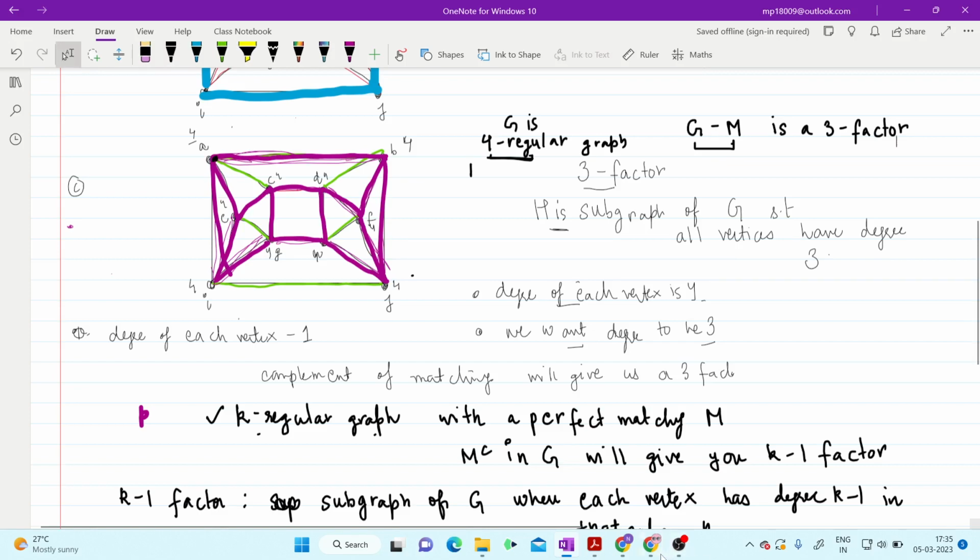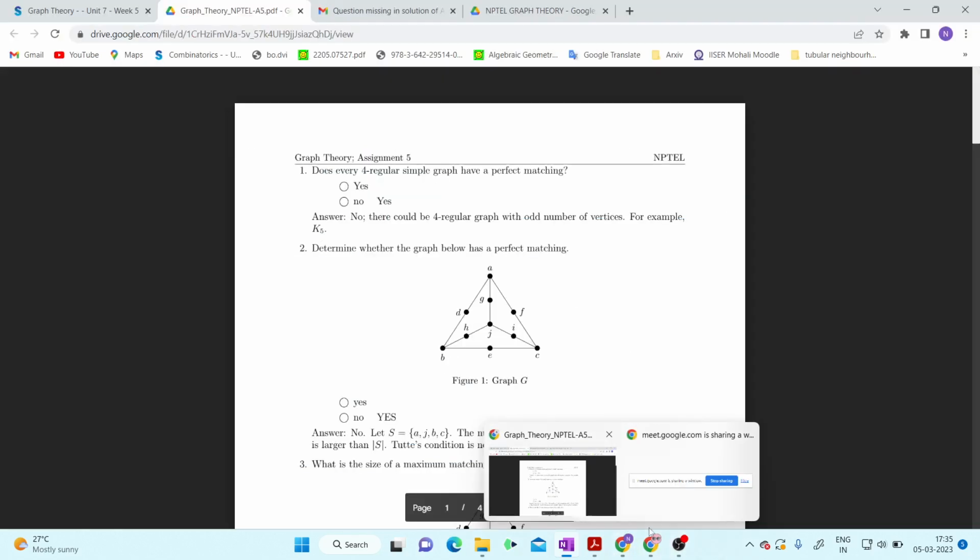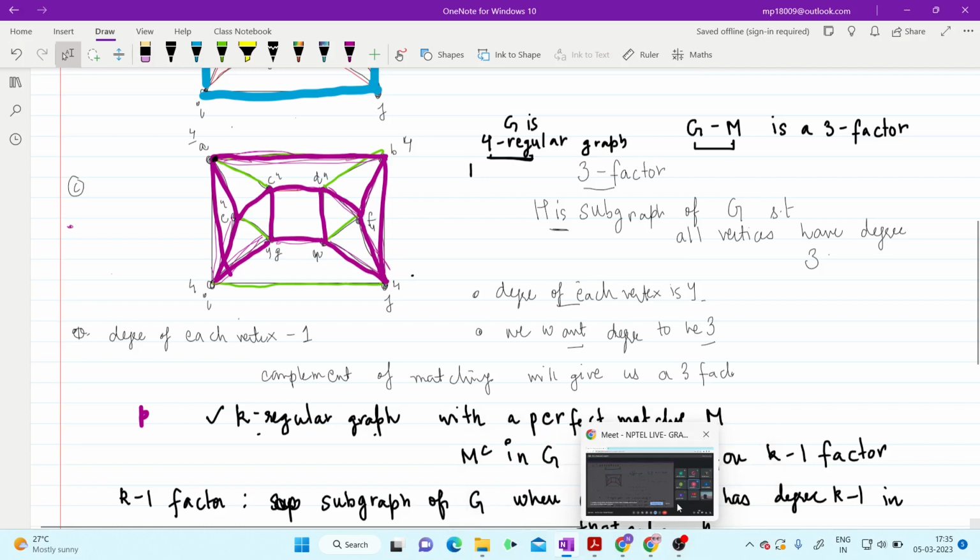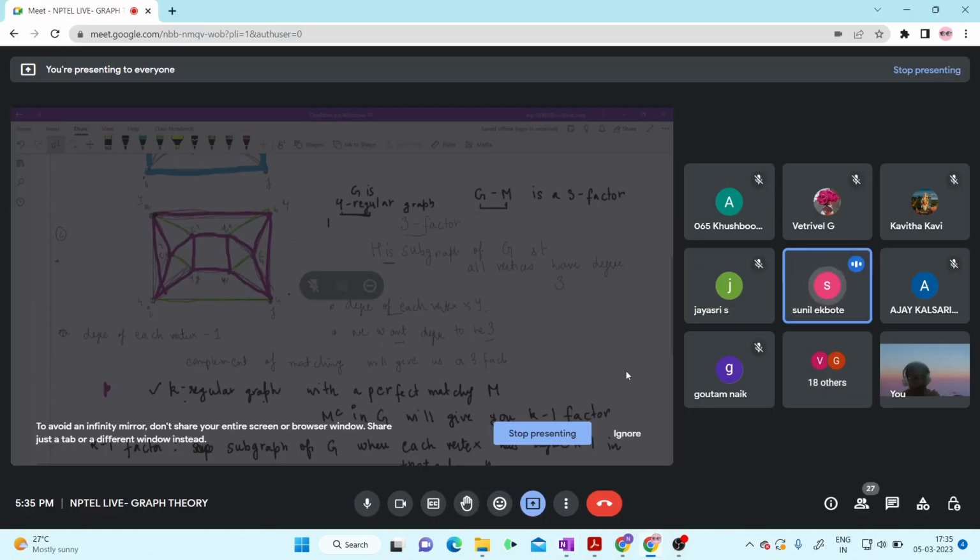Hello, ma'am, you are confusing us, because on one side you said it is a special case for four regular, and on the other side you are saying for K regular graph. For K regular it is not a special case, it is generalized. But K regular graphs are also a special case, right? A simple graph need not be K regular. So regular graphs are a special case.